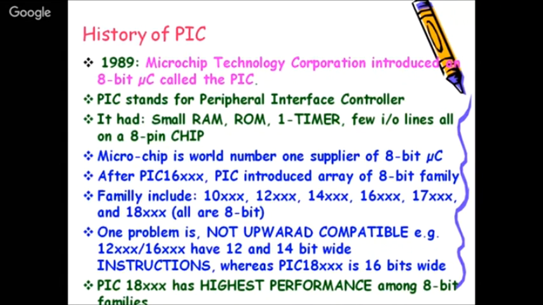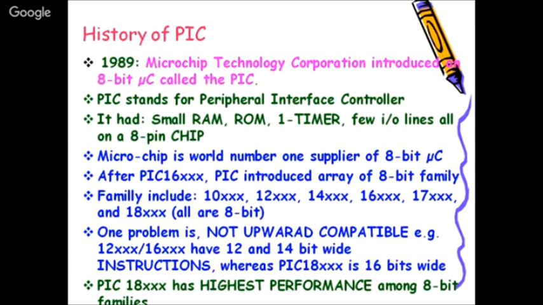And the problem is now that this particular 12x or 16x are not initially upward compatible. That means if you write code for one family, the lower family 12x, then the code is not compatible with the 16x family. You'll have to change it. But in higher families like PIC 18x, they have code compatibility, upward compatibility also. And this is the highest performance amongst 8-bit families.